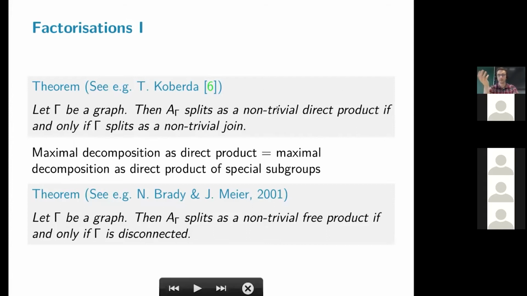If your right-angled Artin group splits as a non-trivial direct product, then your graph has to split as a non-trivial join. So the only way your graph can decompose as a direct product is if it decomposes as a direct product of special subgroups. So the maximal decomposition I gave earlier is indeed the maximal decomposition as a direct product. Again, right-angled Artin groups behave quite nicely, but you have to do some work in order to prove it. It uses namely the fact that you have a description of your centralizers in terms of your graph.